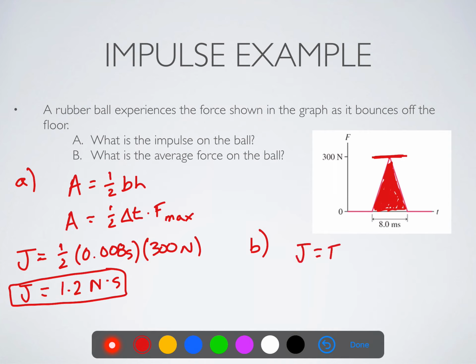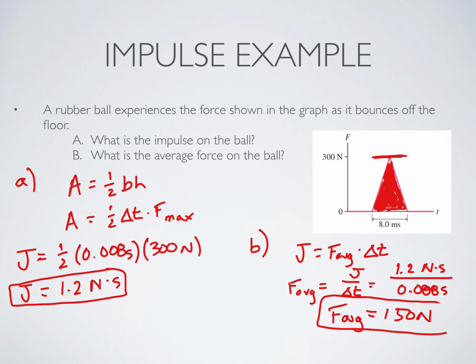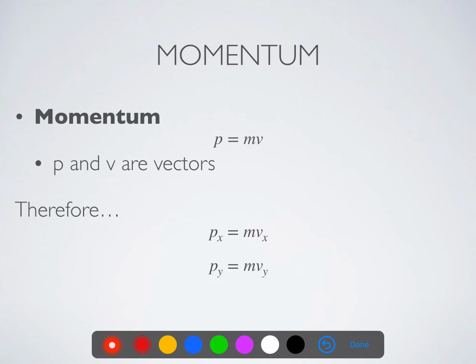J is average force times the change in time. So if I want to find that average force, I just rearrange and I get J divided by the change in time, which is just going to be 1.2 newton seconds divided by 0.008 seconds. So I get that the average force is going to be equal to 150 newtons. Now that may seem like a large amount of force, but we have to keep in mind that this is being applied for just a very, very short amount of time. So that average force actually makes sense.